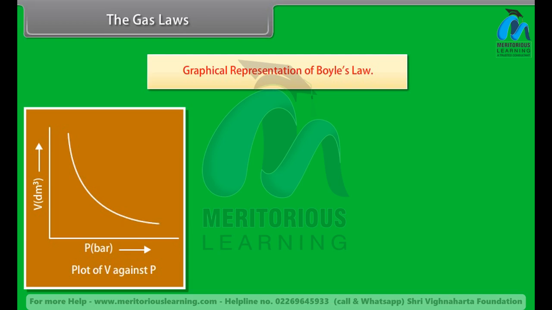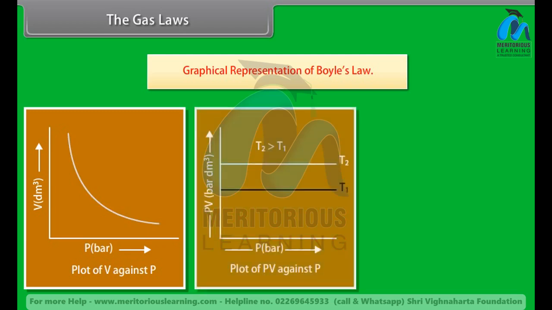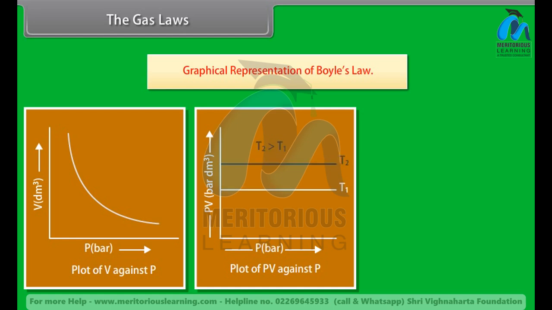It shows the plot of V versus P at a particular temperature. It shows as P increases, V decreases. It shows the plot of PV versus P at a particular temperature. It indicates that the PV value remains constant in spite of a regular increase in P. The curve obtained by plotting PV against P at a particular temperature is called an isotherm. The higher curve corresponds to a higher temperature.